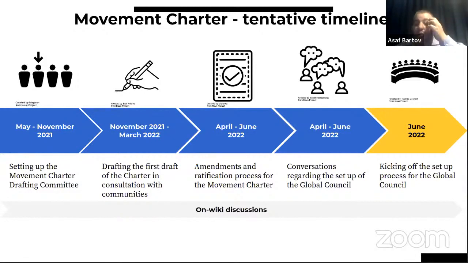And around June 22, we hope to be in a good place with a ratified, agreed upon Movement Charter, which sets up the normative and maybe even legal framework for this Global Council to emerge and start taking on these powers and responsibilities. So it's a huge and very, very impactful piece of the strategy implementation.